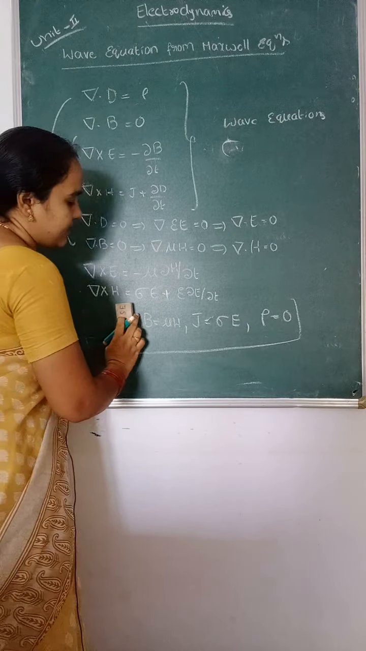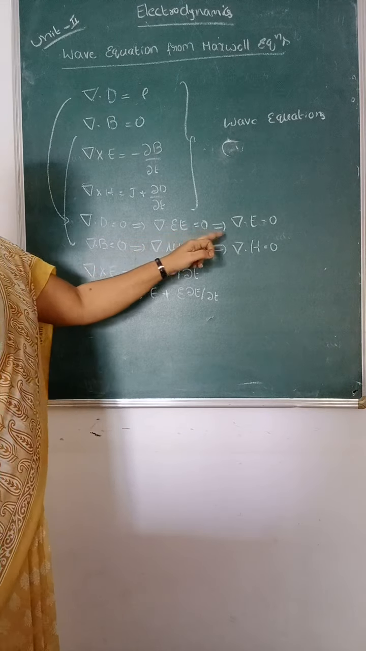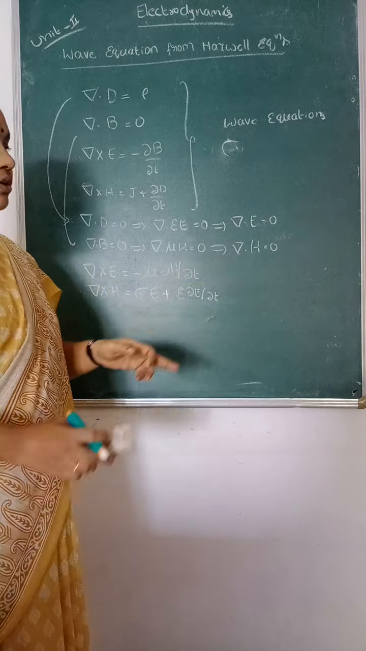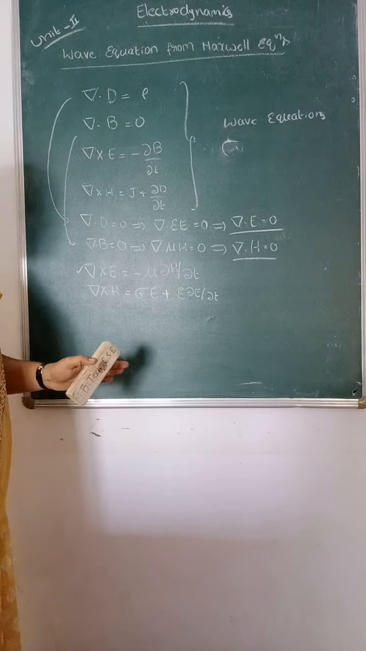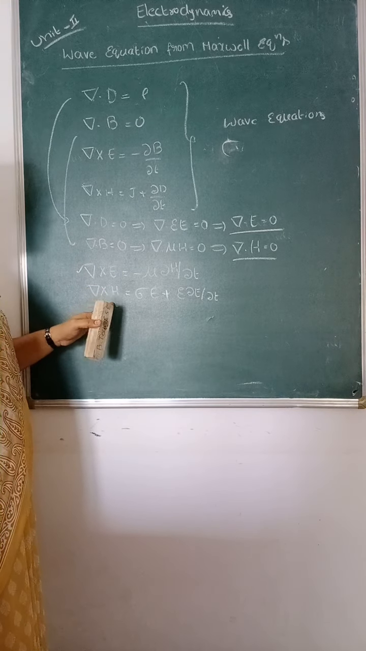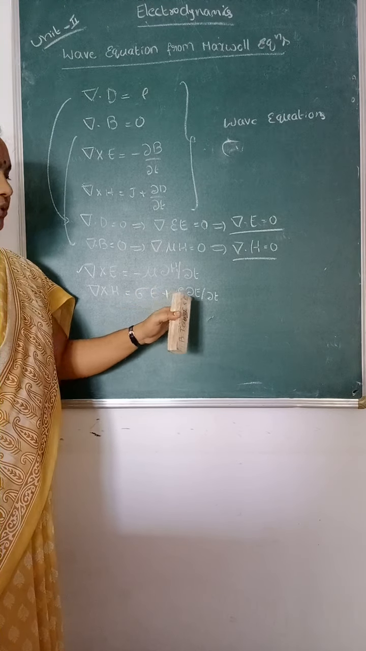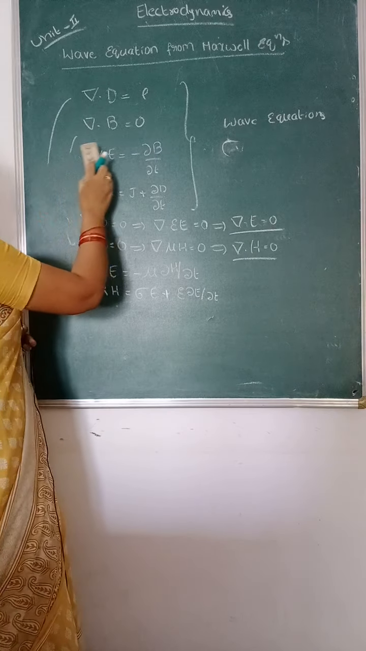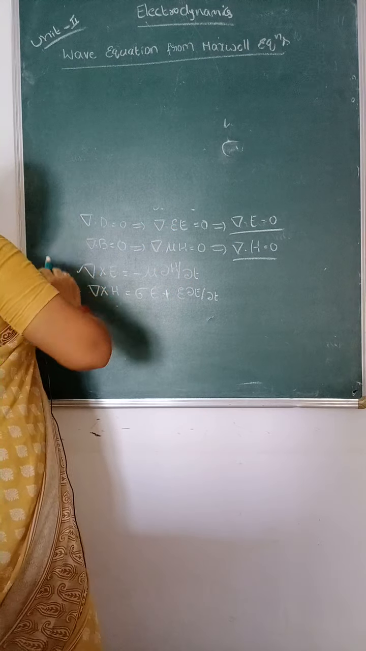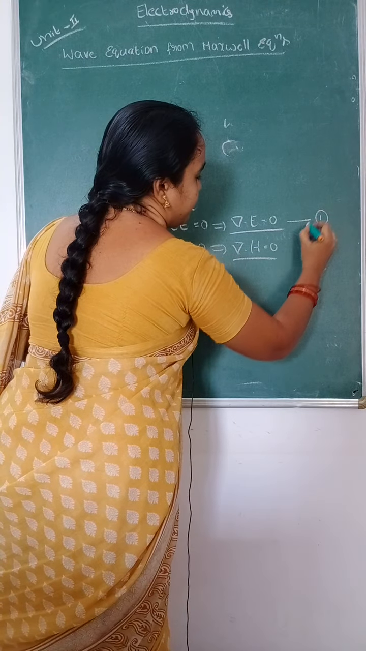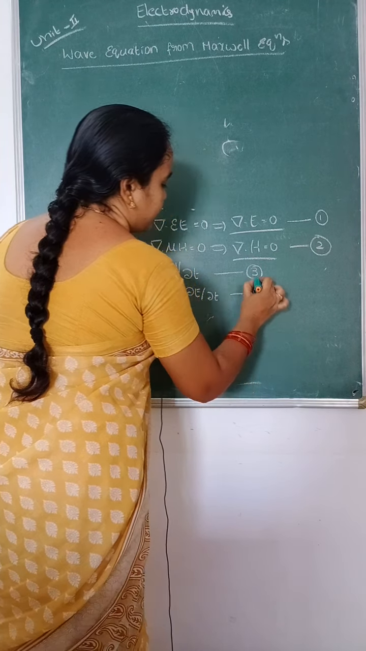These are the four Maxwell's equations for the linear isotropic medium. What are they? Del dot E is equal to 0, del dot H is equal to 0, del cross E is equal to minus mu dou H by dou T, and del cross H is equal to sigma E plus epsilon dou E by dou T. From these four Maxwell's equations in an isotropic medium, we will derive the wave equations. Let us call these the first equation, second equation, third equation and fourth equation.